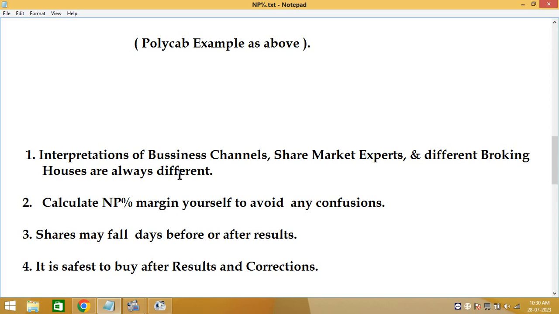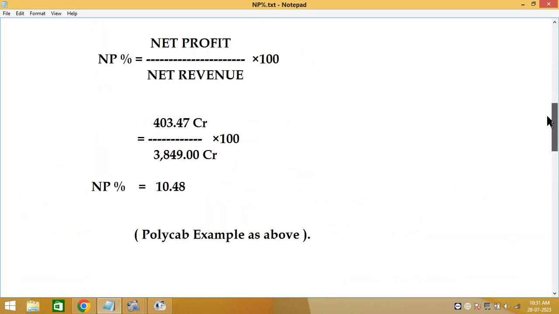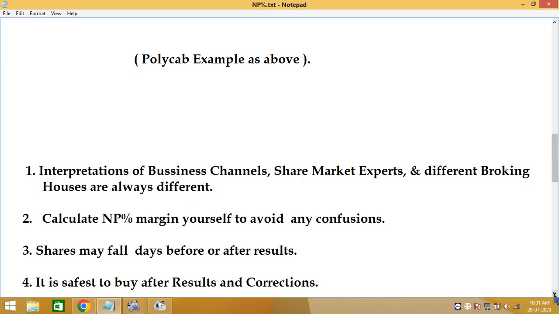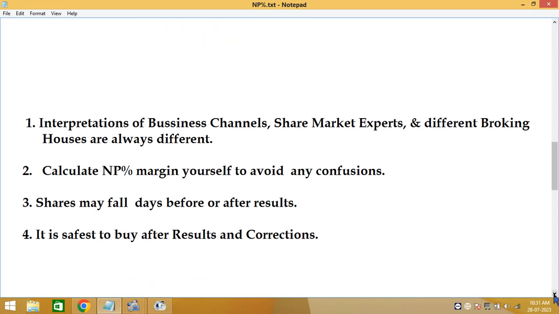Now, the best thing is to avoid this confusion and standardize the thinking. Calculate net profit margin yourself, and that is so simple. That is net profit. It is always available in various reports. Revenue means net sales is available. These are in crores, and multiply by 100. As simple as that. So what will happen is, you will have a standard and consistent understanding of the net profit margin. Fine. So calculate margin yourself to avoid confusion.